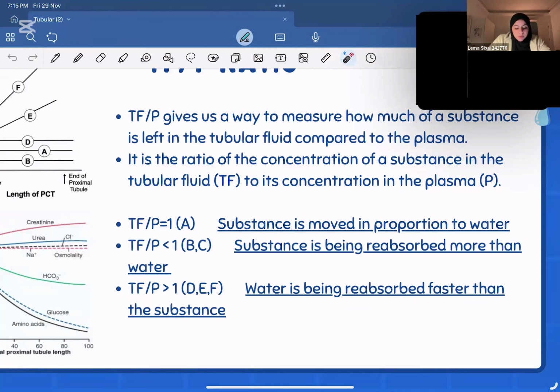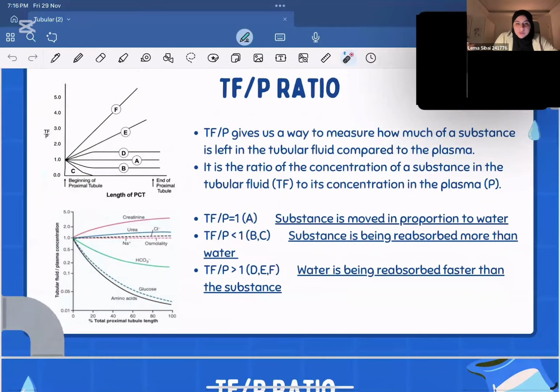Okay, so when the tubular fluid over plasma ratio is less than 1, this means that the substance is moving at a faster rate than the water itself. And I'll give you an explanation on this too. And then the last one, when the ratio is more than 1, my bad, it's equal to more than 1. This means that water is being reabsorbed at a faster rate, or the solute is being reabsorbed less. That's what it means. Okay, what does any of this mean?